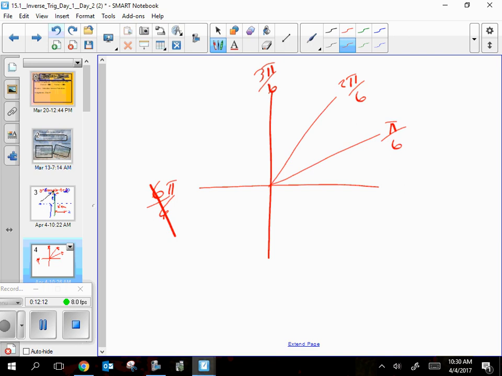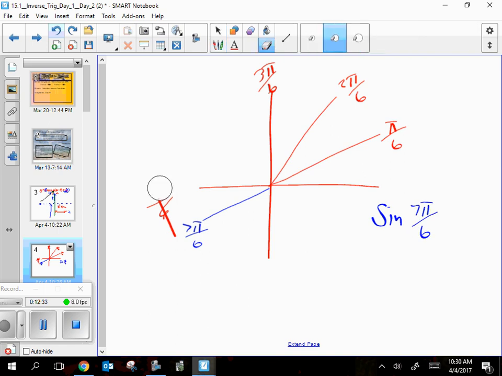Right? Let's zero in on 7 pi over 6. It should have been right there. How many of you had that one right? Good. Now would you please draw me the triangle that goes with 7 pi over 6? And I want you to tell me the sine of 7 pi over 6, just to remind yourself how that works. I'll pause for a second while you do that one.